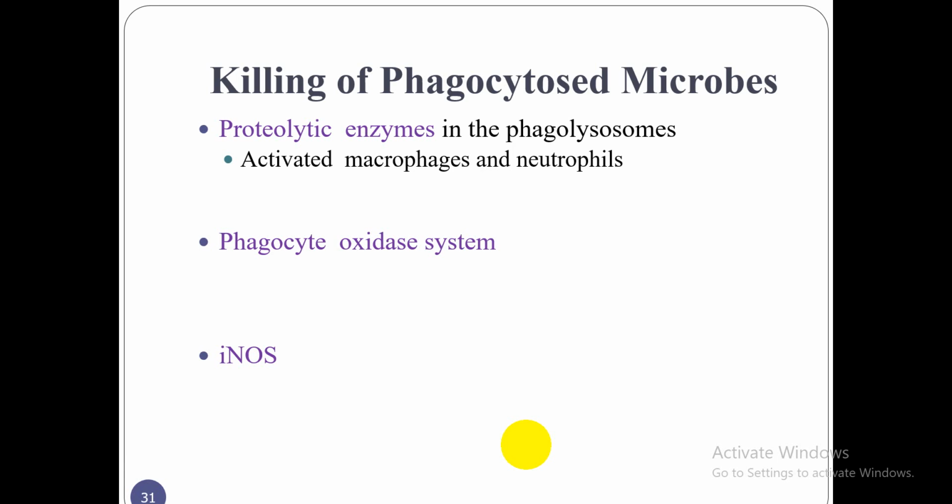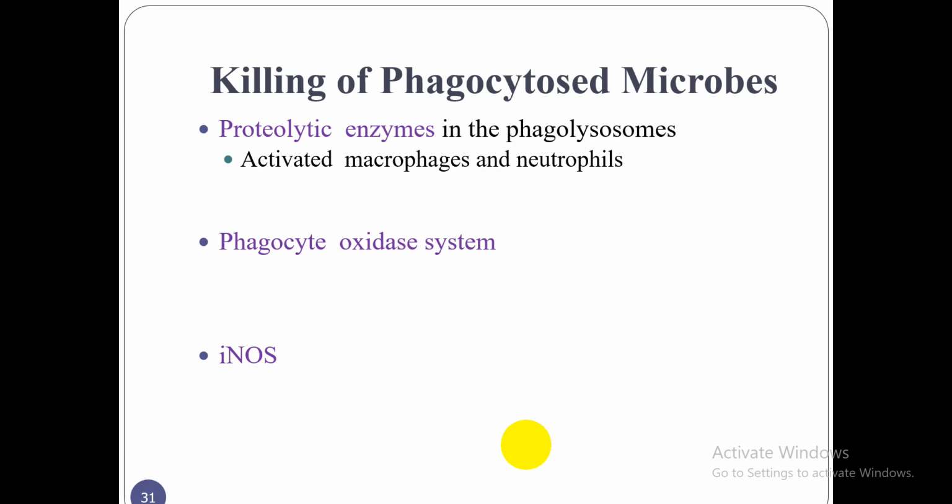Macrophages and neutrophils could phagocytose the microbe, and after the phagocytosis happens, we need a kind of killing process in the macrophage or neutrophil. We have three different mechanisms for killing of phagocytosed microbes. The first one is provided by proteolytic enzymes.